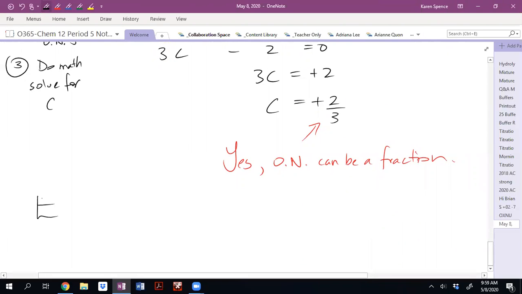Okay, so one last example here. What if we had, find the oxidation number of uranium in UPO4 2? Oops, I have to change up that worksheet because I've got an error.